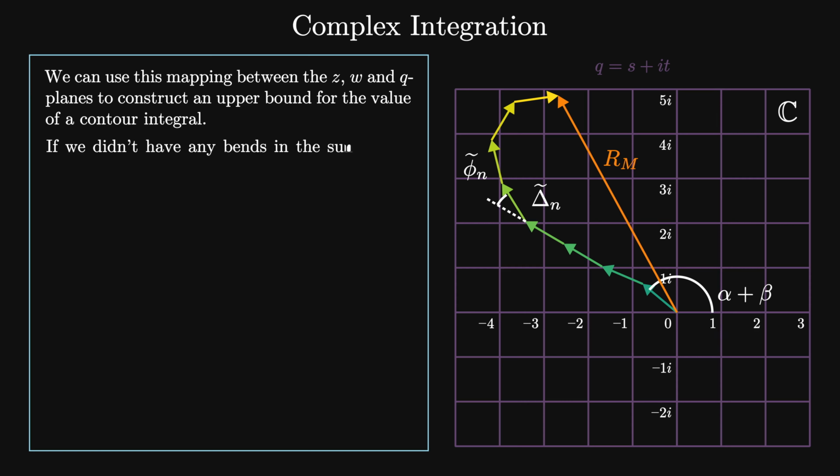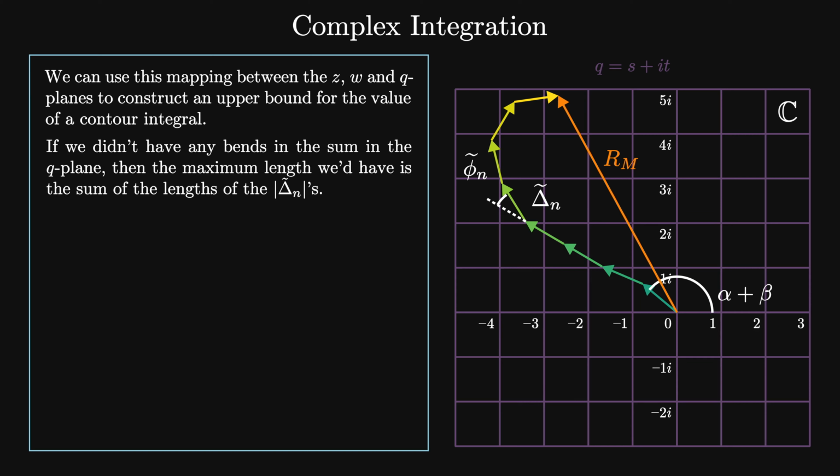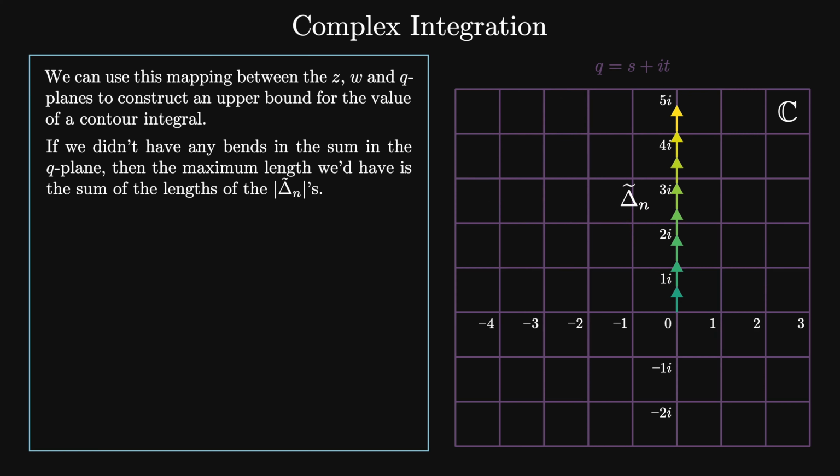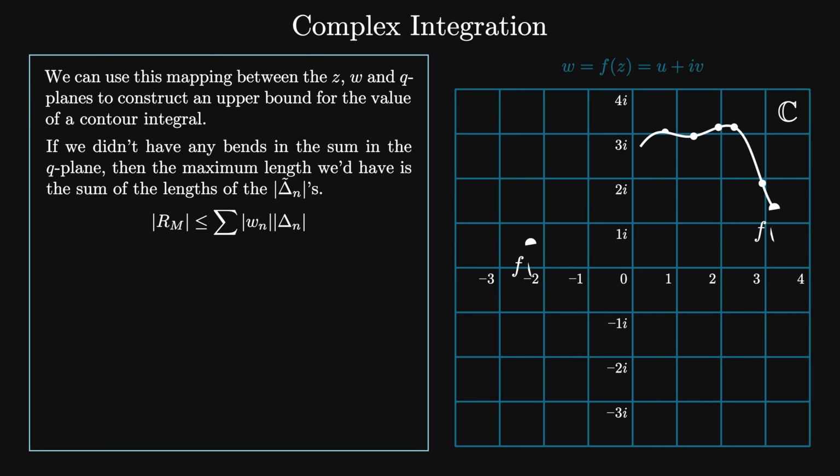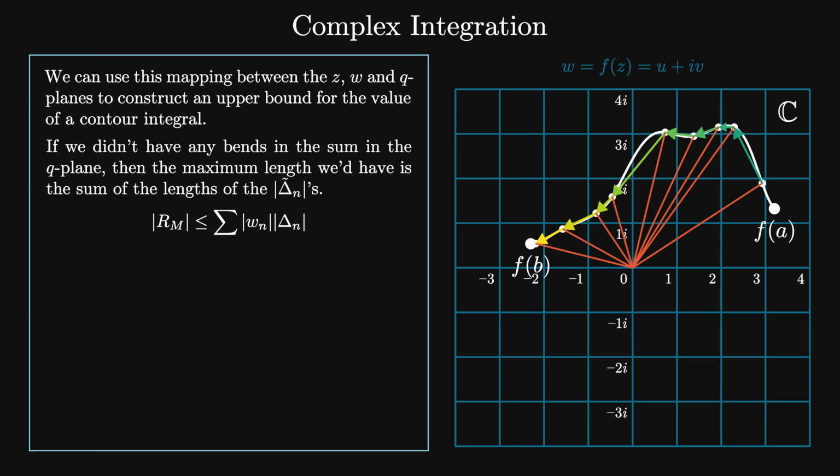If we don't have any bends in the sum in the q-plane, then the maximum length we'd have is the sum of the lengths of the delta tilde_n's. So the magnitude of R_m is less than or equal to the sum of the magnitudes of the w_n's times the magnitudes of the delta_n's. The magnitudes of the w_n's are the distance between the origin and the points along the curve in the w-plane.